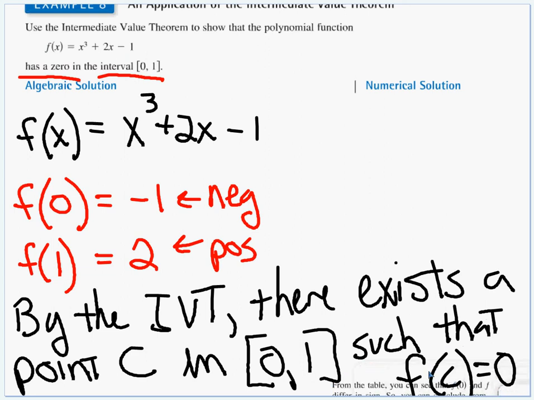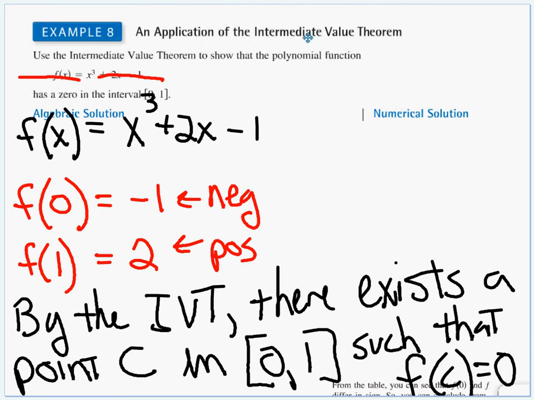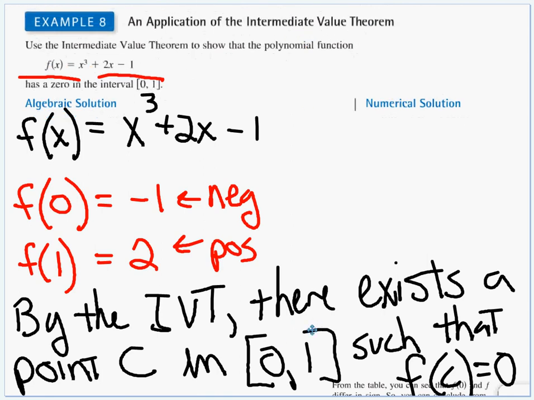Now, in this example, we can't find it. We could throw this in a TI-89. We could get the exact value, at least as a decimal, and figure out where that intercept is. But here we're just using the intermediate value theorem to say that such a point does in fact exist. We're sure of it. We might not be able to find it, but we know that it does exist.